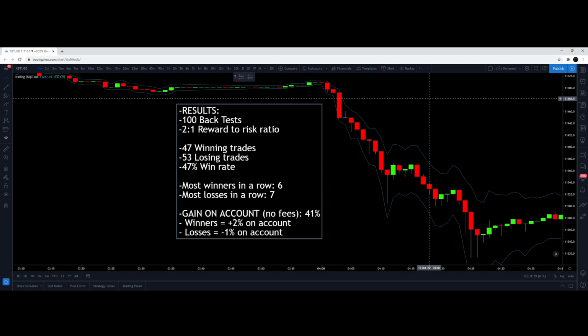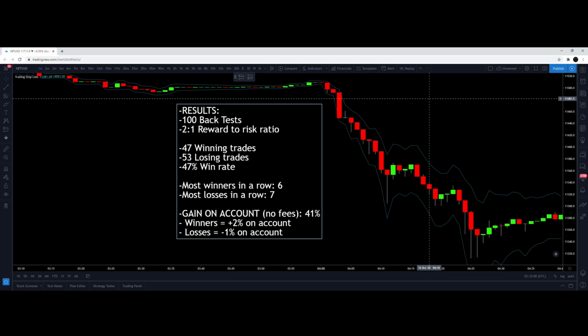The results are in after 100 back-tested trades with a 2-to-1 reward to risk ratio. There were 47 winning trades, 53 losing trades, giving it a 47% win rate. The most winners in a row was 6, and the most losses taken in a row was 7. The gain on your account, assuming no fees, is 41%, and that is when each winner is 2% on the account and each loss is minus 1% on the account due to the 2-to-1 reward risk ratio.